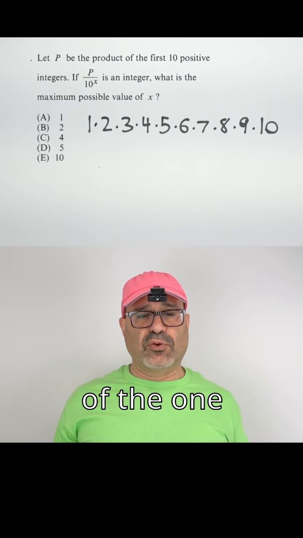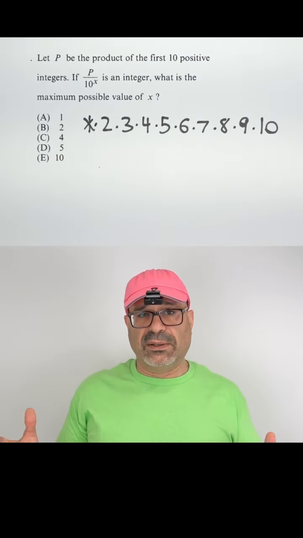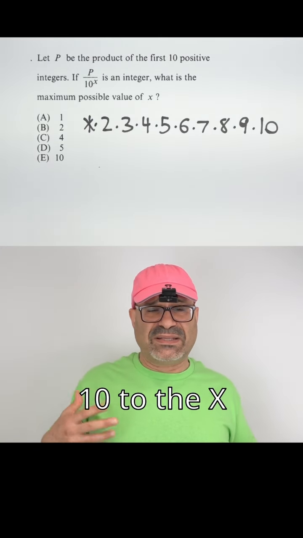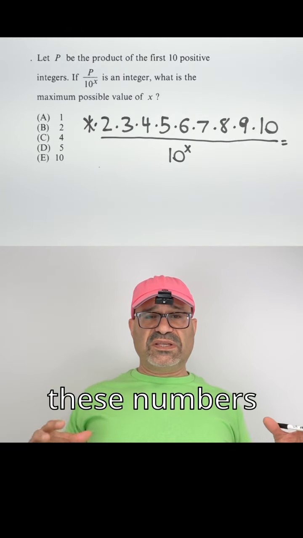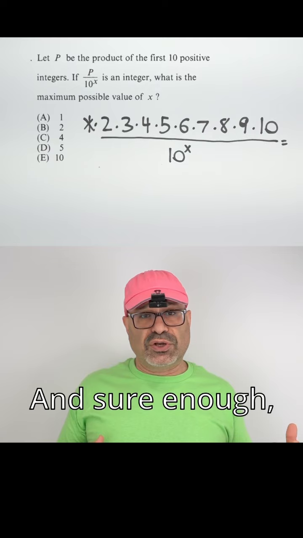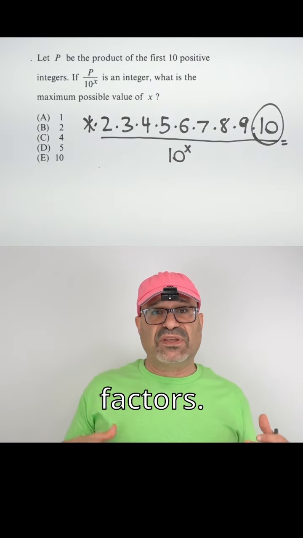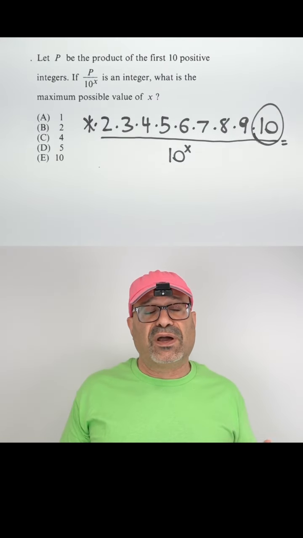Now, we know we can just get rid of the 1 because that's not changing the product of all these numbers, and that leaves us with 2 through 10, and we know we're dividing them by 10 to the x, and we're getting an integer. Well, if the product of these numbers is divisible by 10, we need to look for how many 10s we can find in the numerator. And sure enough, we have one 10 just sticking right out there at the end, and we have one more 10 that we can make out of these factors. And that 10 is going to come from multiplying 2 times 5.